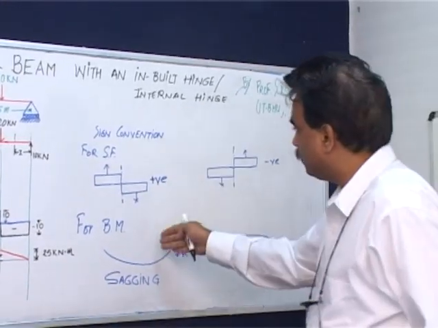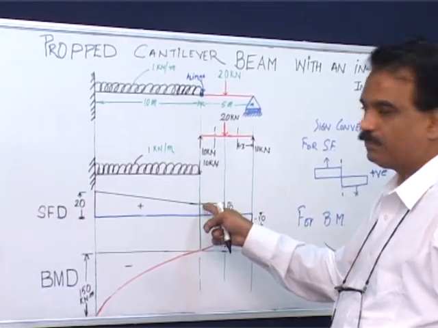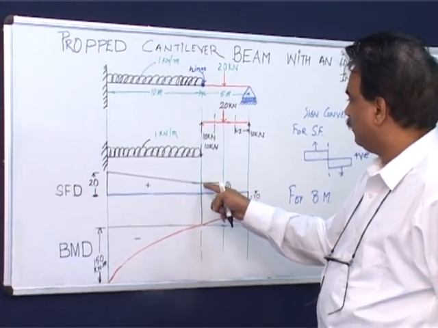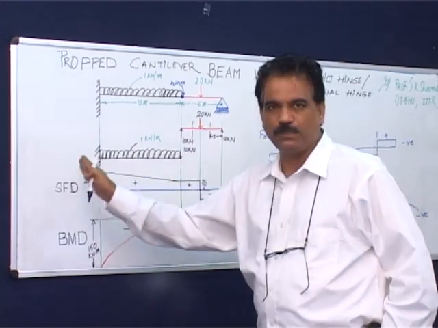Then if the beam is going down, this is going to be positive shear force. So from this point onwards, it's a positive shear force of 10 kilonewtons. And thereafter, once you come here, as I said, we stop the analysis and look at this portion separately.